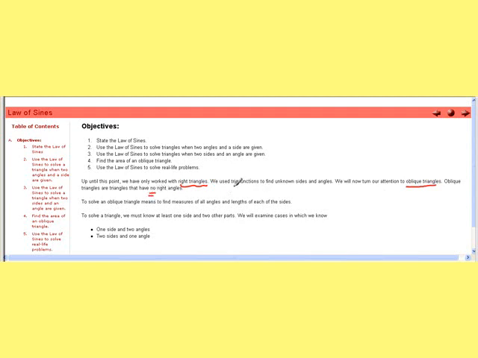So they can actually be one of two types. We could have an acute triangle where all of the angle measures are less than 90 degrees, or we can have an obtuse triangle where one of the angles is larger than 90 degrees.